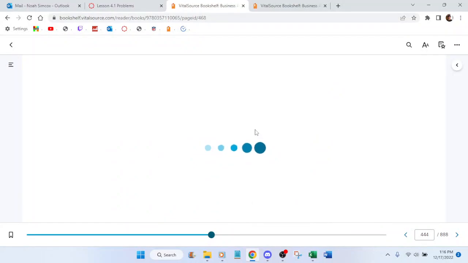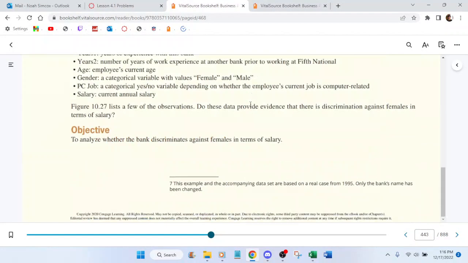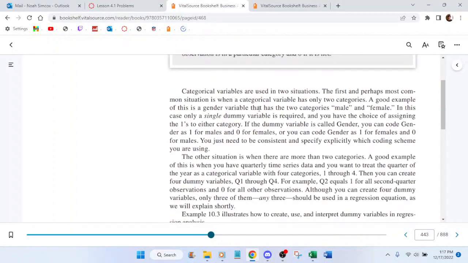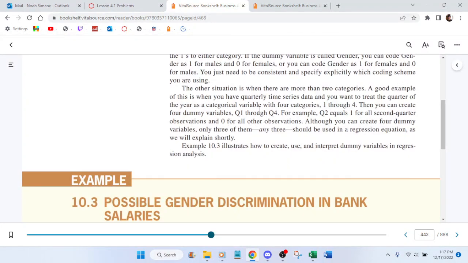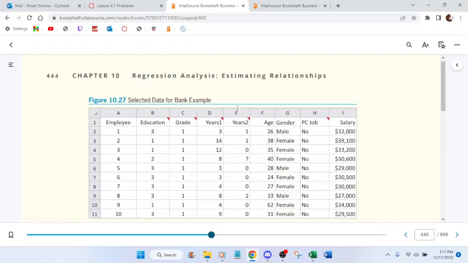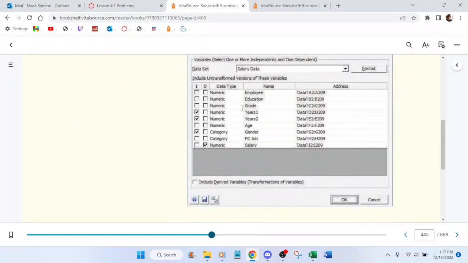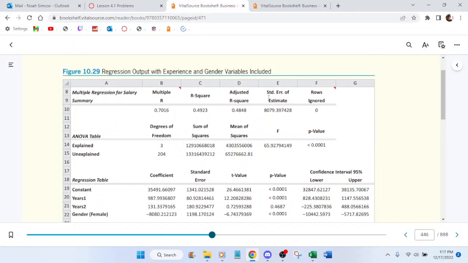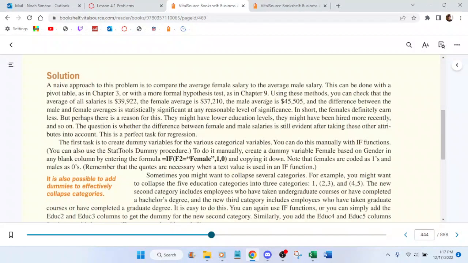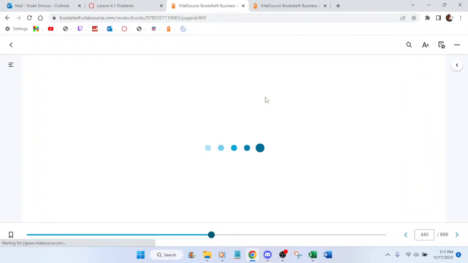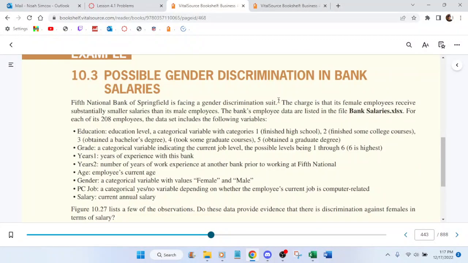Stupid textbook. You didn't explain how to do it without stat tools. This is dumb. This is dumb.